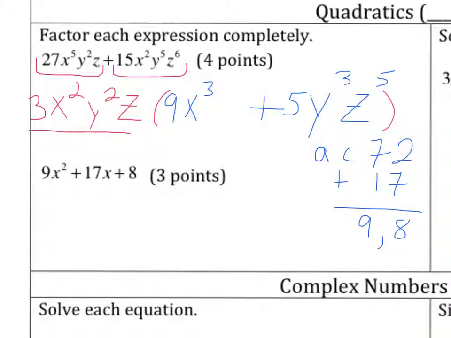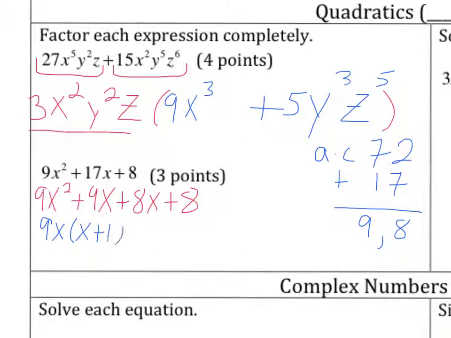I'm going to write this as 9x squared plus 9x plus 8x plus 8. All I did was split up that 17 into 9 and 8. My first two pieces I can factor a 9x out. 9x times x plus 1. My second two pieces I can factor an 8 out. 8 times x plus 1.